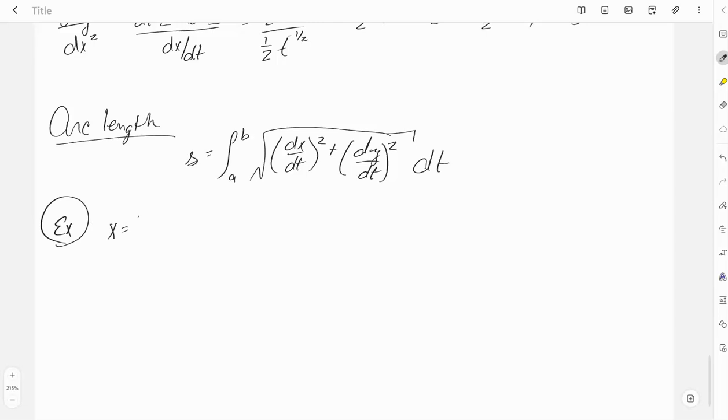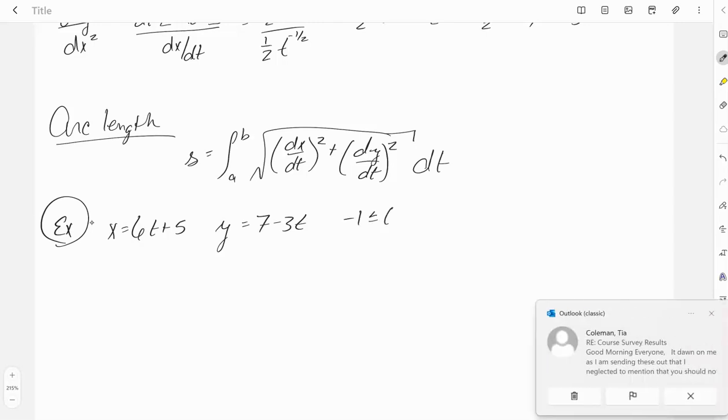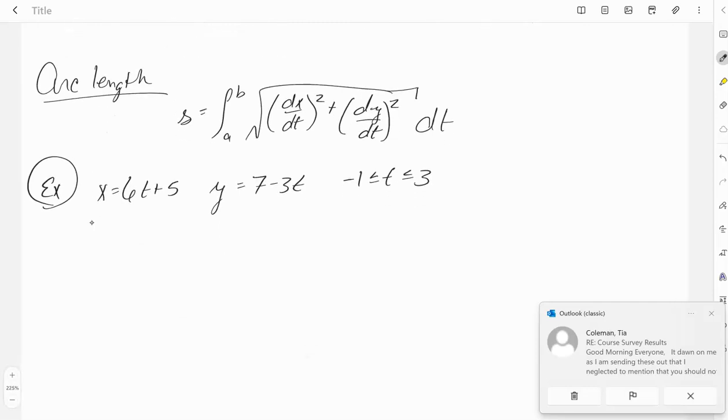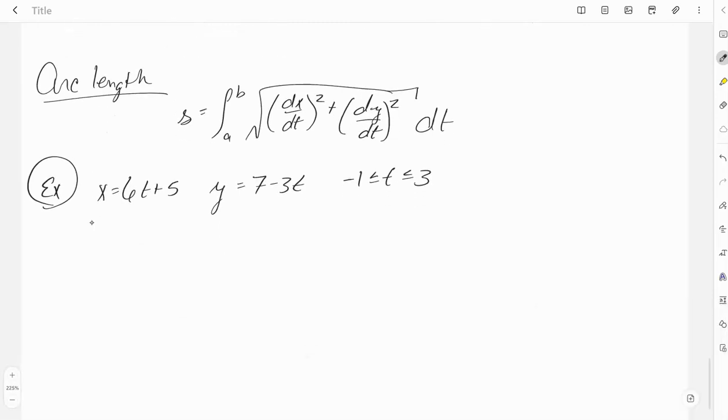So we have x equals 6t plus 5, y equals 7 minus 3t. And this interval, t is restricted between 1 and 3. So if I want to find the arc length, this is giving me my a and b.